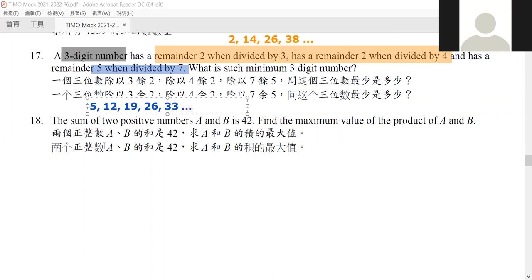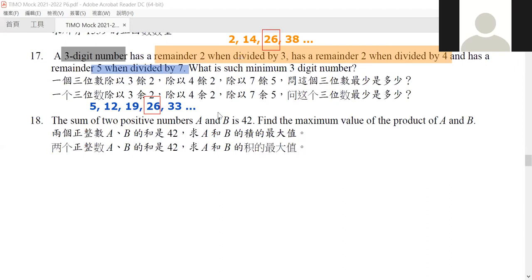So what are the common values of all these conditions? It is 26, right? 14 when divided by 7 does not have a remainder of 5. Okay, so now here comes the base case.